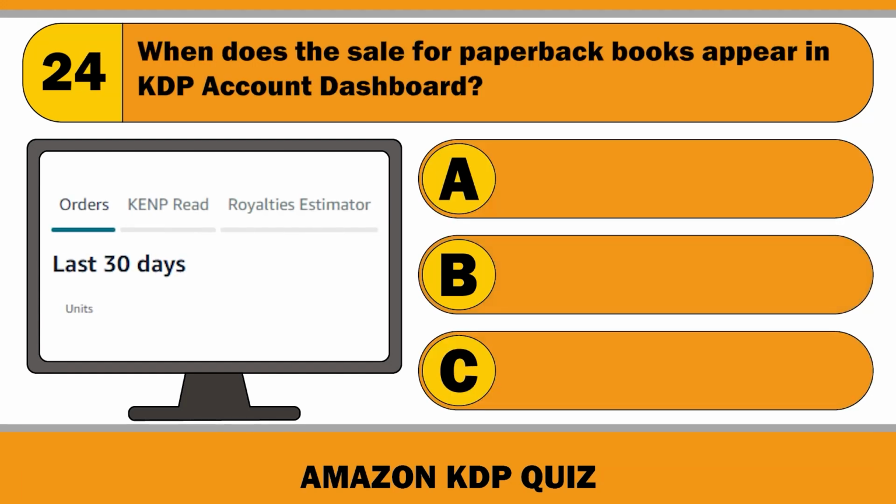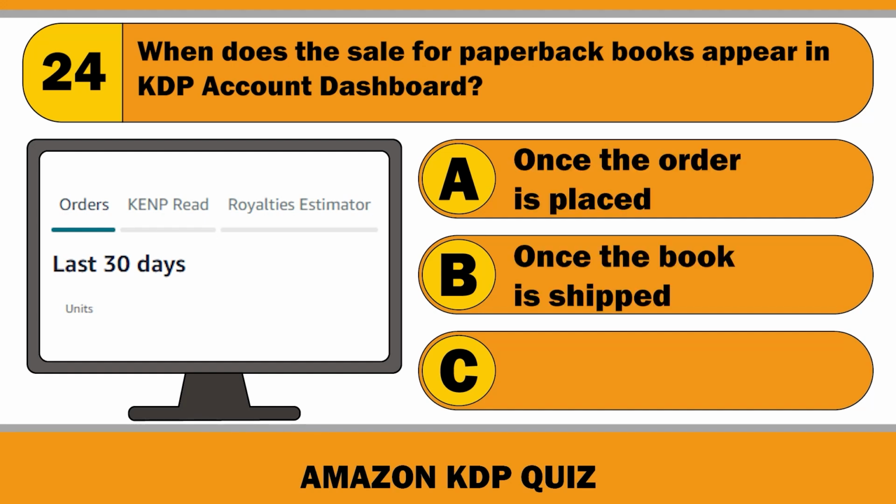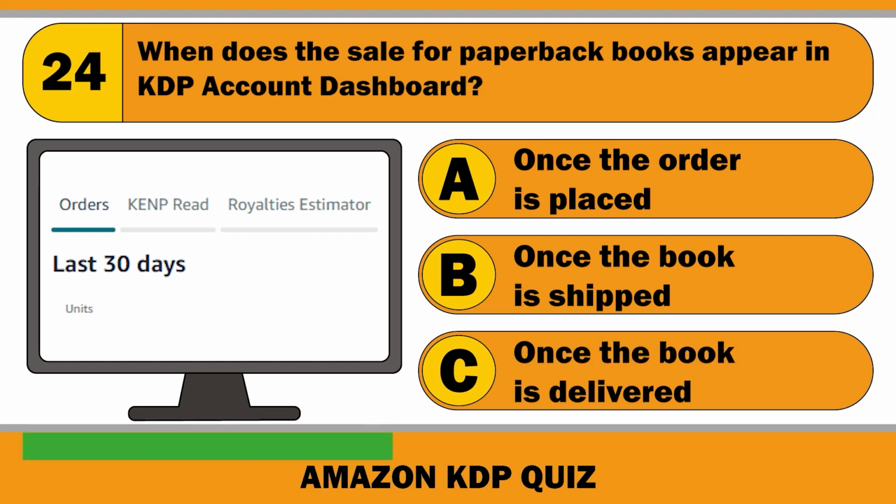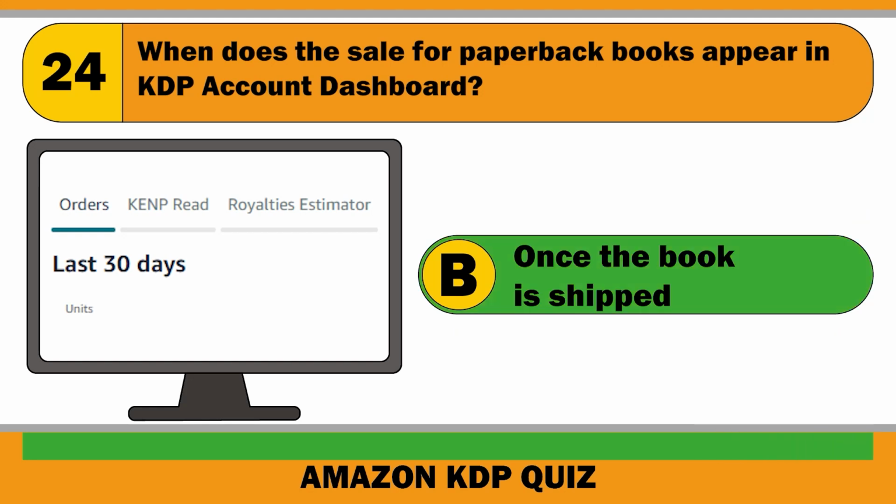When does the sale for paperback books appear in KDP account dashboard? Does it appear once the order is placed, once the book is shipped, or once the book is delivered? For paperback books, it shows the sale once your book has shipped.